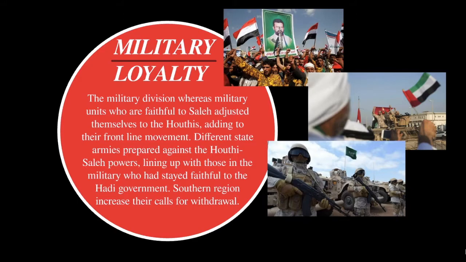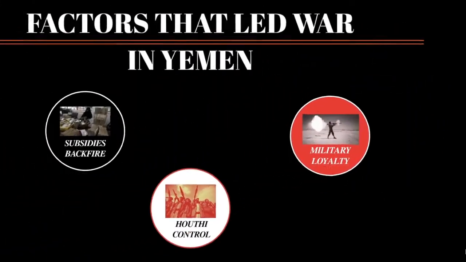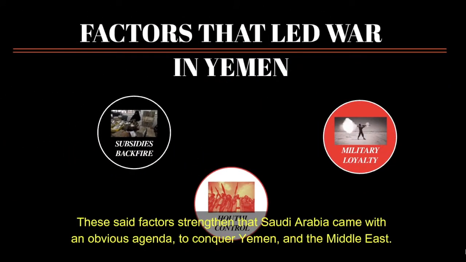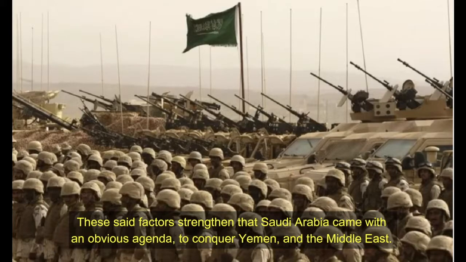In addition, there was military division, whereby military units faithful to Saleh aligned themselves with the Houthis, adding to their frontline movement. Different state armies prepared against the Houthi-Saleh forces, lining up with those in the military who had stayed faithful to the Hadi government. The southern regions increased their calls for secession. These factors strengthened the view that Saudi Arabia came with an obvious agenda to conquer Yemen and the Middle East.